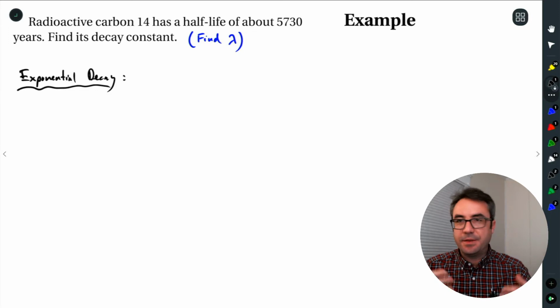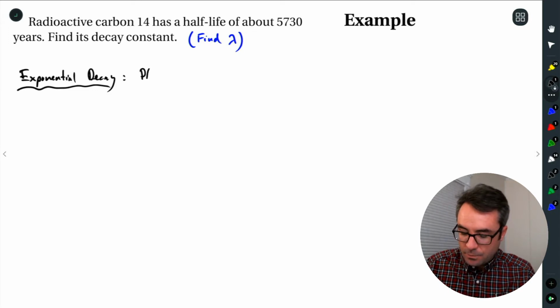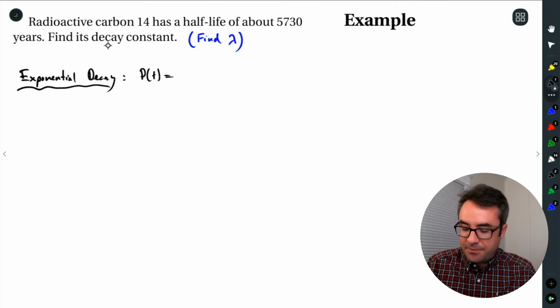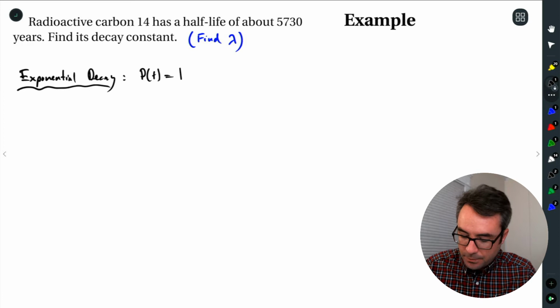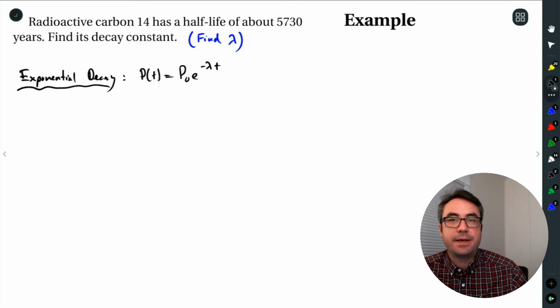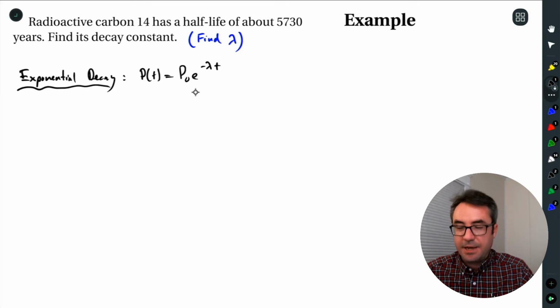And just get in the habit. We're talking about exponential growth decay. Just start right with the equation. And we want to find the decay constant, so we know we're going to use this lambda version where we really emphasize here that the exponent is negative, so negative lambda times t. And that's multiplied. So the whole decay formula here is our population at time t is equal to our starting population, P0, times this exponential term, e raised to the negative lambda times t.